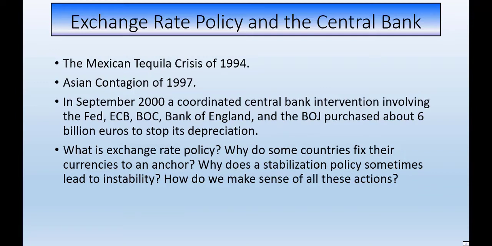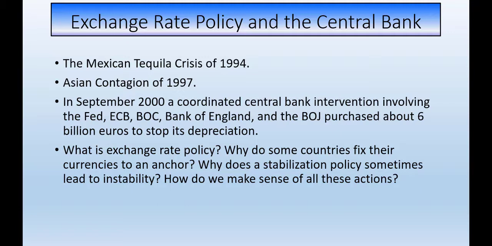This video covers exchange rate policy and the central bank. As you can tell from the title of this chapter and this video, exchange rate policy is closely linked with central banking. I'll start off and motivate this video with three examples on how various central banks around the world intervened in their currency markets to reduce the impact of a financial crisis.